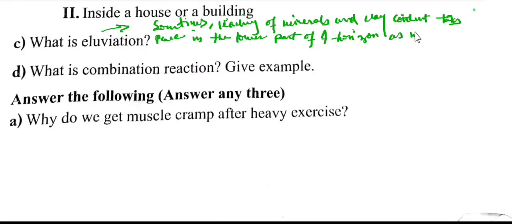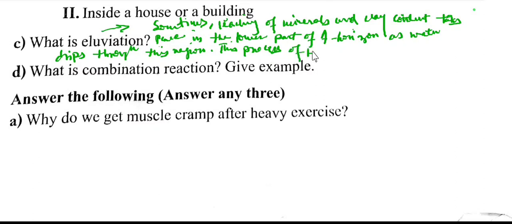As water drips through this region, this process of leaching is called elevation. So you'll get how much marks? That is 2 marks.